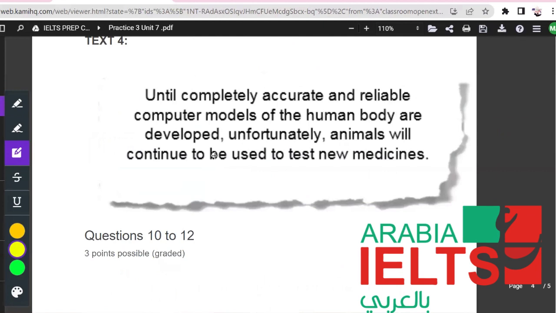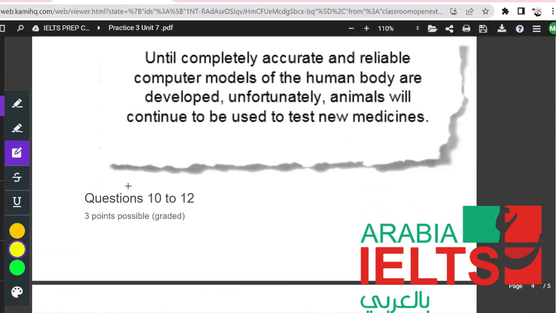Number 4, and this is the last one. I know I gave a lot for this one, but it means a lot, so you have to understand this. It will change your score dramatically for the IELTS, okay? Until completely accurate and reliable computer models of the human body are developed, unfortunately, animals will continue to be used to test new medicines. Okay? So, got it?